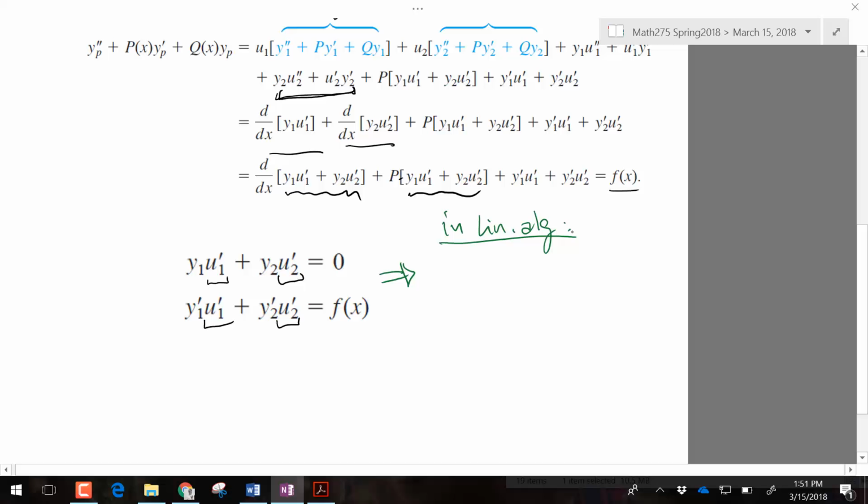In linear algebra, if you're solving for, I don't know if I should use x and y's now. So in linear algebra, we have ax plus by is equal to something. Cx plus dy is equal to something else. Let's find the somethings. I just need some letters, alpha and beta.